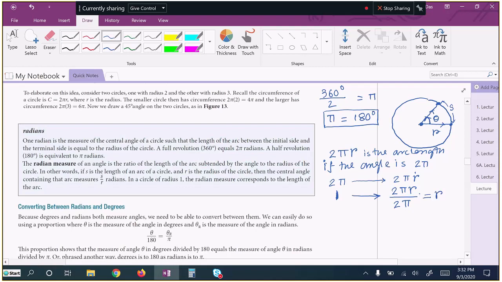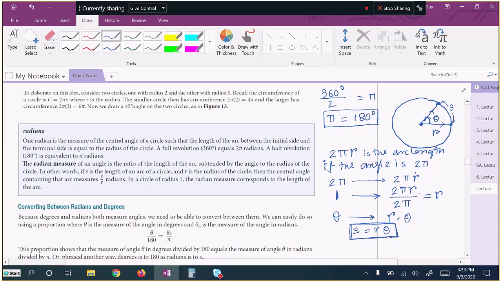So if the angle is 1, then the arc length is r. But remember what I'm interested in: finding the arc length if the angle is theta. So if the angle is theta, then the arc length is going to be r times theta. And this is our simple formula. We will say this arc length s is r theta. I have explained how to interpret this formula. It is not expected that you should be able to interpret it, but what I want you to remember is this formula for finding the arc length.